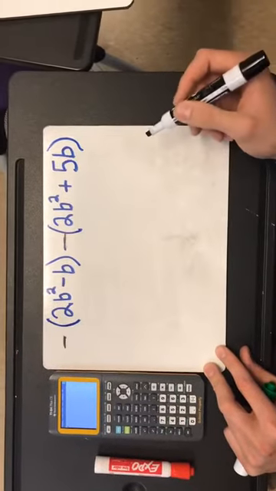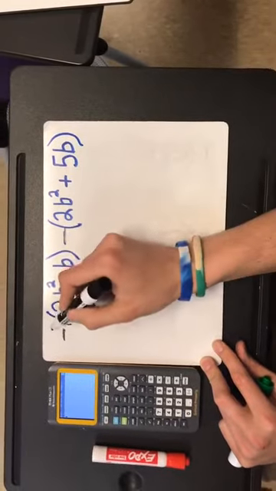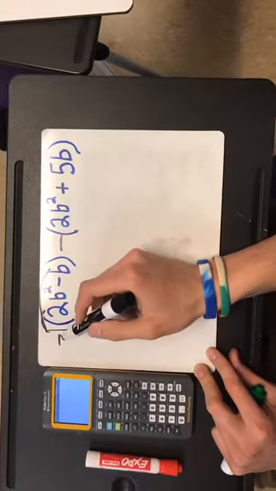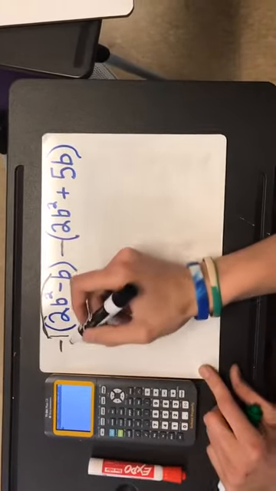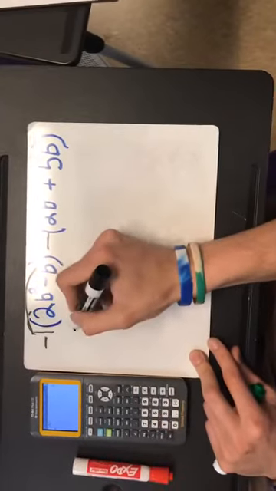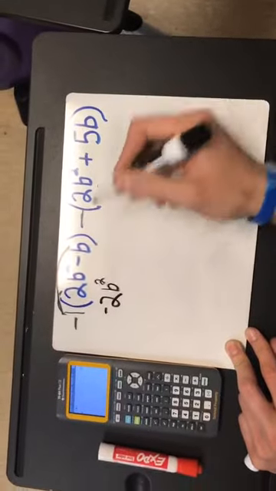Okay? So I'm going to multiply. This negative represents a negative 1. So I'm going to multiply each term inside the parentheses by negative 1. All right? So I can do that on my calculator. So negative 1 multiplying 2 is going to give me negative 2, and I write the same variable with the same exponent next to it.